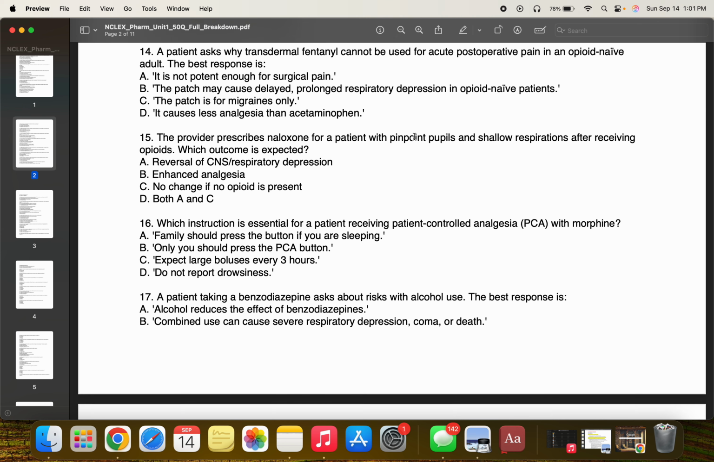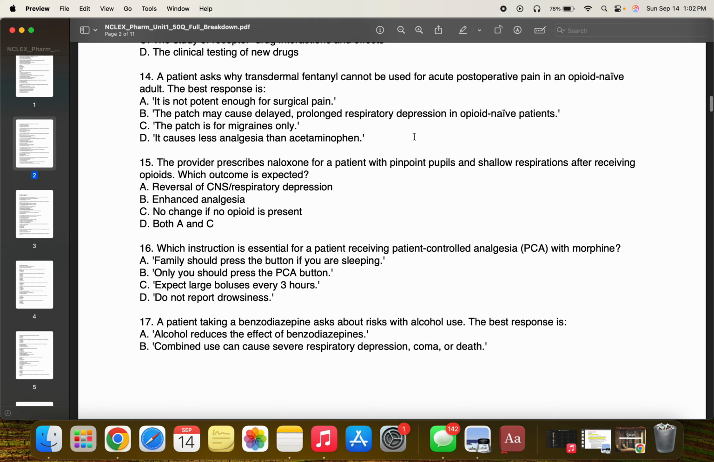Okay, a patient asks why transdermal fentanyl, this is the one we haven't done at all. A patient asks why transdermal fentanyl cannot be used for acute postoperative pain in an opioid-naive adult. The best response is, it is not potent enough for surgical pain. The patch may cause delayed, prolonged respiratory distress in opiate-naive patients. The patch is for migraines only. It causes less analgesia than acetaminophen. Okay, that one was a little rough.